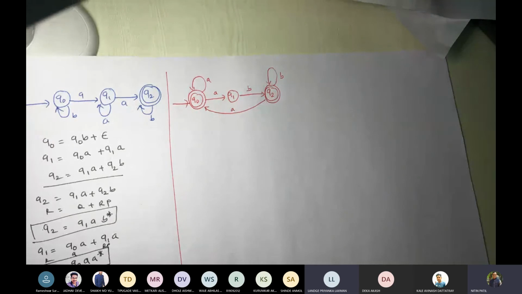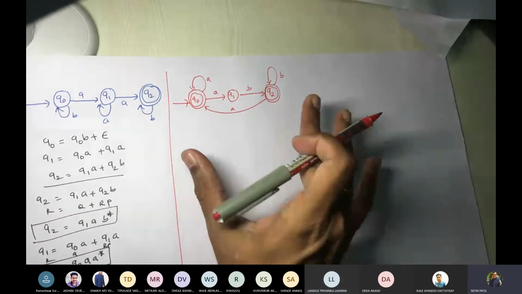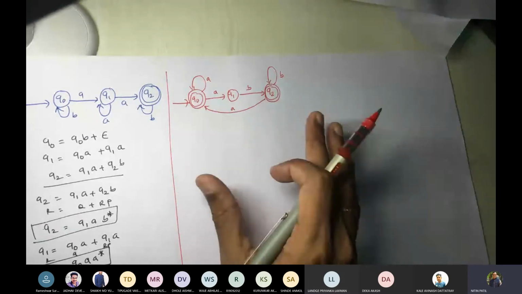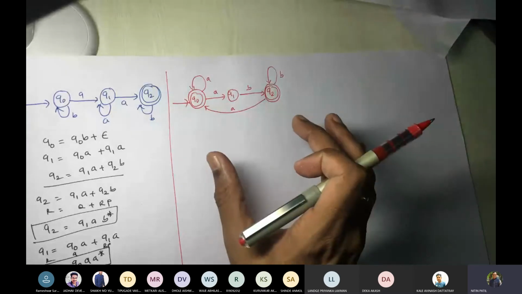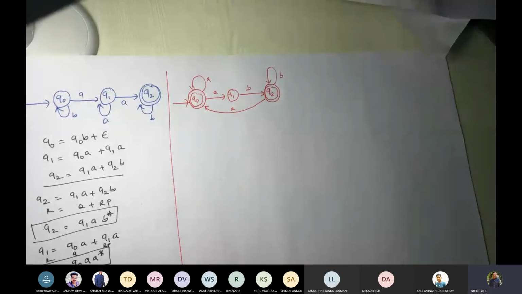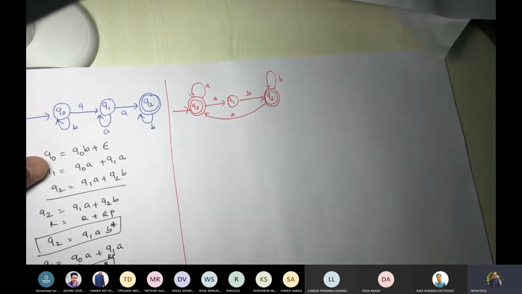Now this is a little complicated. Complicated in the sense what? This automata is very small, but you now have two final states. Whenever you have a finite automata for which you have to find a regular expression using Arden's theorem, but there is more than one final state, what is to be done? So first write the equations the way that you earlier wrote them.